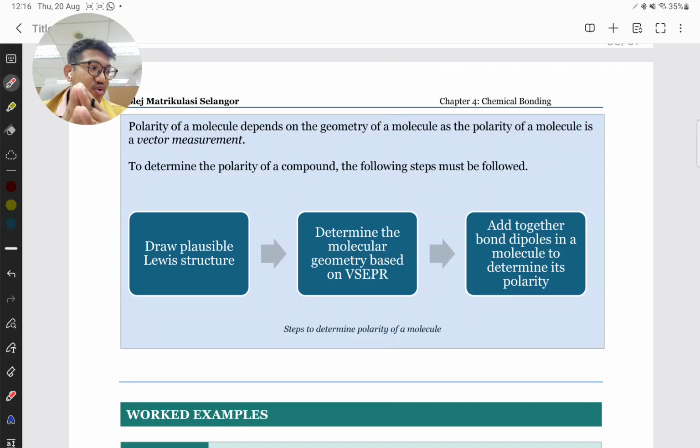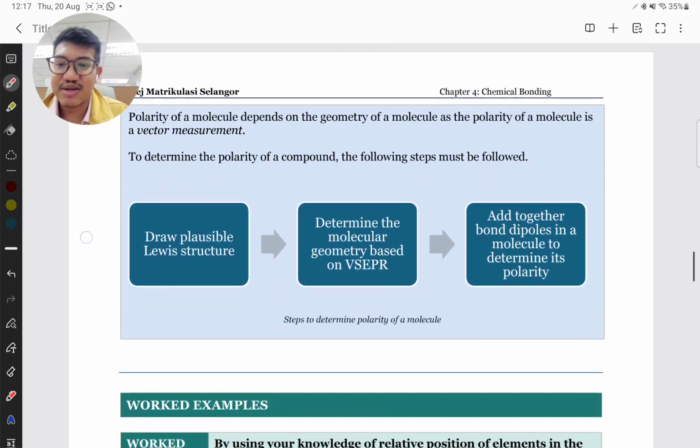So in order for us to go into intermolecular force, we need to understand this concept first. Okay, so we need to look at the polarity of a molecule. So how do we determine a polarity of molecules? So we look at this page 39.